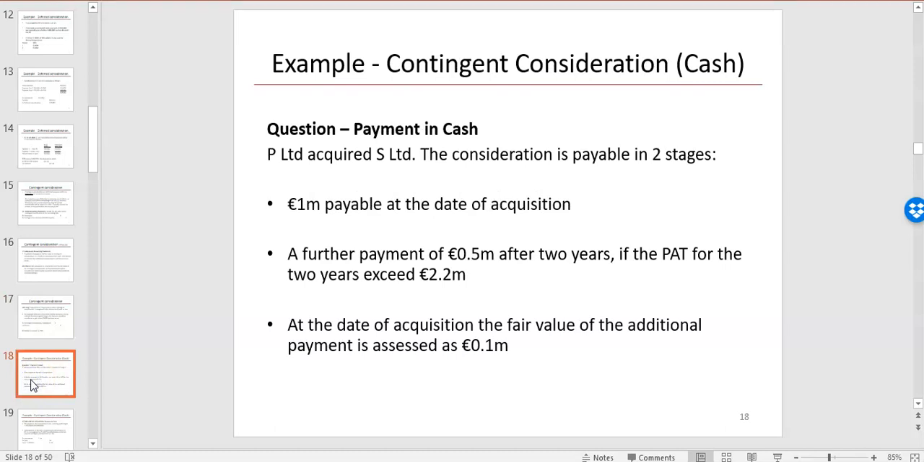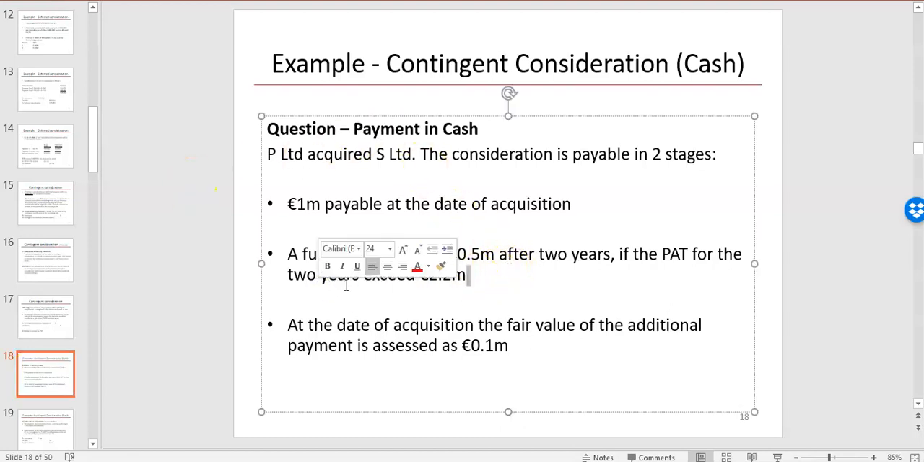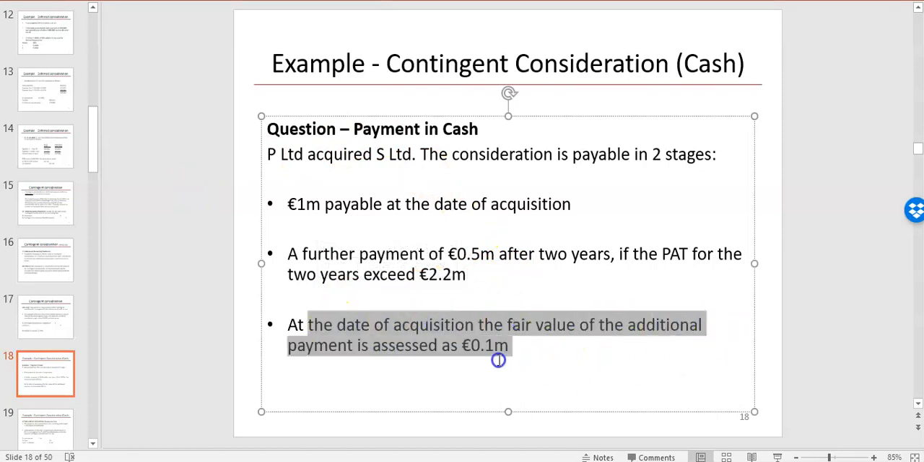So here P acquired S Limited. The consideration was in two stages. 1 million cash payable at the date of acquisition. Straightforward enough. Debit investment, credit bank. A further $500,000 after 2 years, so a cash payment, if the profit after tax for the 2 years exceeded 2.2 million. And they told you at the date of acquisition, the fair value of this payment was assessed to be 0.1 million.